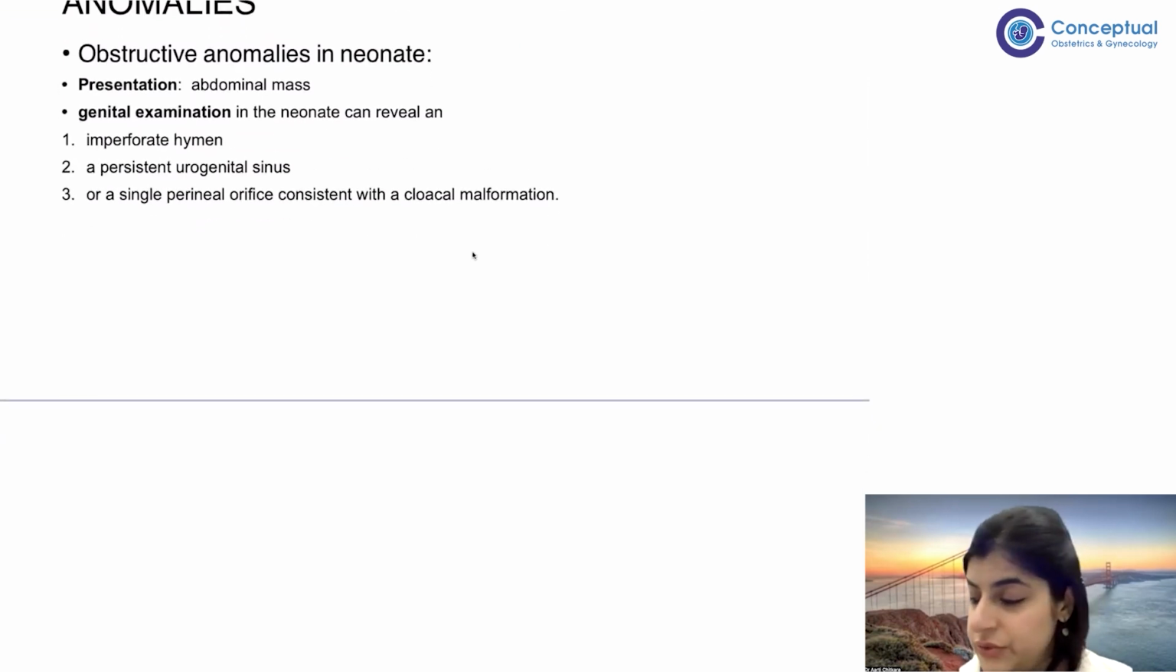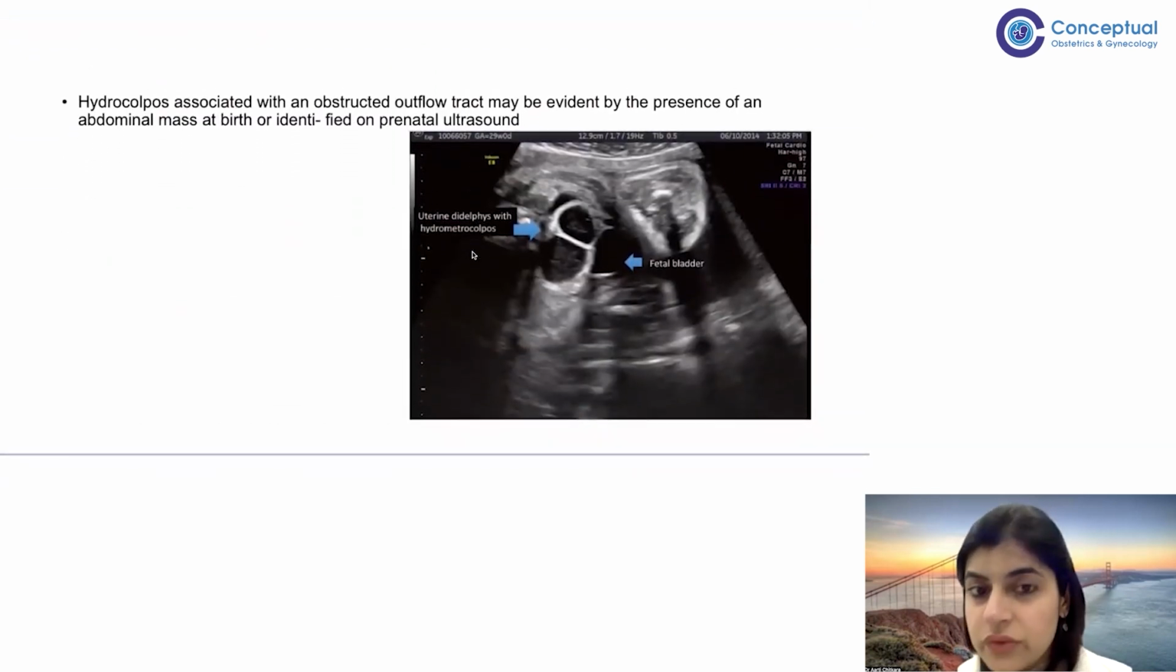So I'll just show you 1 or 2 diagrams here. This is a hydrocolpos associated with an obstructed outflow tract that may be evident by the presence of an abdominal mass at birth or identified on prenatal ultrasound. If you can see, the fetal bladder is clearly visible there. This is an antenatal ultrasound where you can see uterine didelphys with hydrometrocolpos. So this is a fetal ultrasound that revealed this finding, that once the fetal bladder was distended, there is uterine didelphys with a hydrometrocolpos present there. A prepubertal will not have hematometra, right, or a hematocolpos. They will have hydrometrocolpos. Water can only be present there.